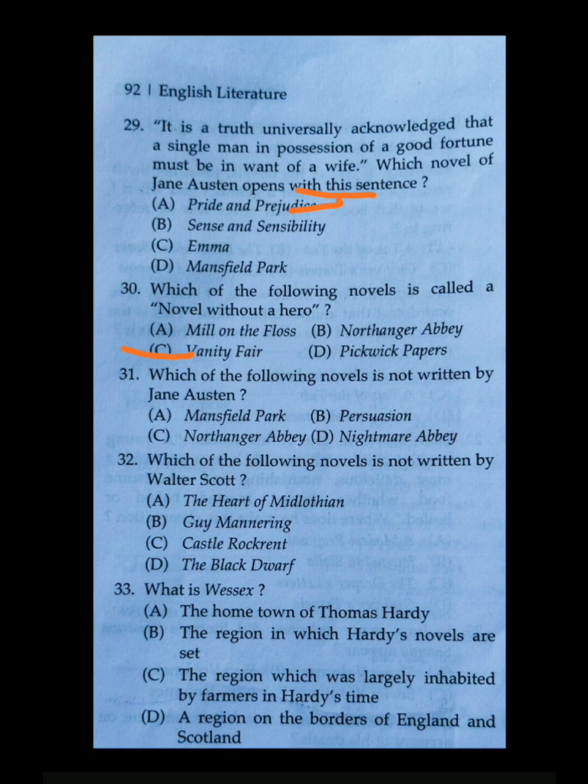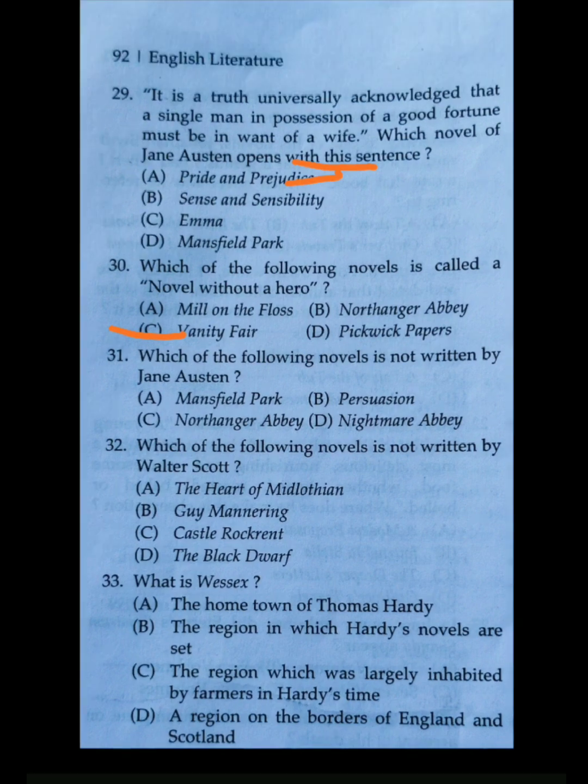Okay. Next one. Which of the following novels is not written by Jane Austen? So here option D, Nightmare Abbey is the correct option. Okay. Next one. Which of the following novels is not written by Walter Scott? Here option C, Castle Rock Rent is not written by Walter Scott. The remaining, The Heart of Midlothian, Guy Mannering, The Black Dwarf were written by Walter Scott.